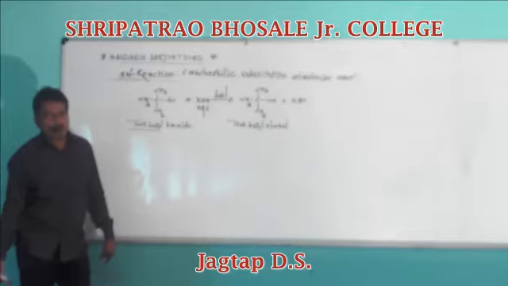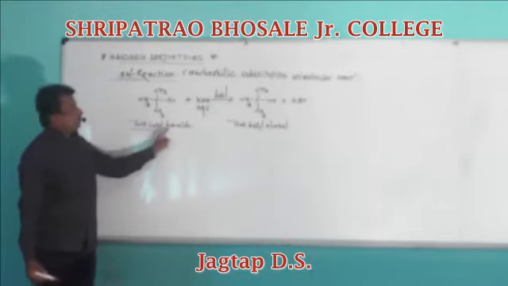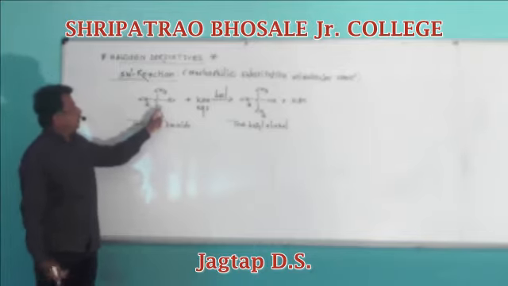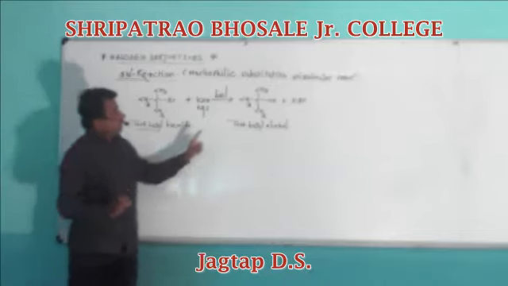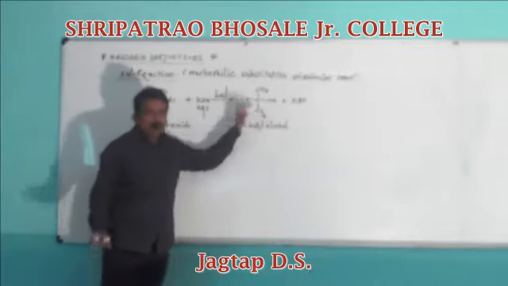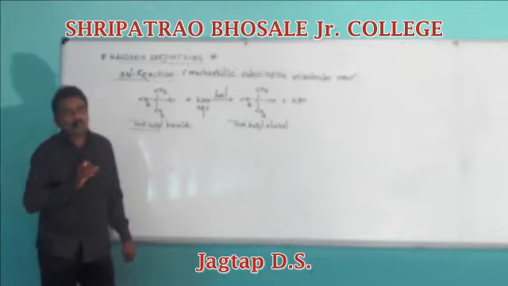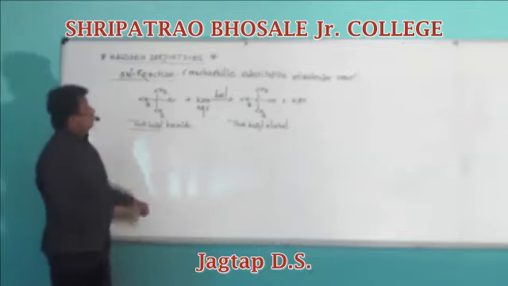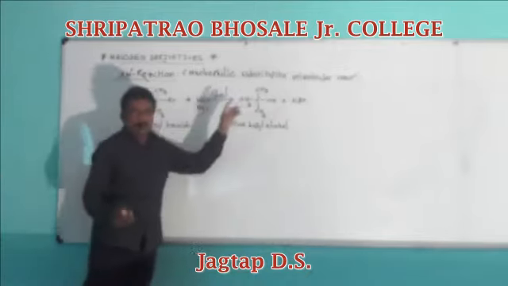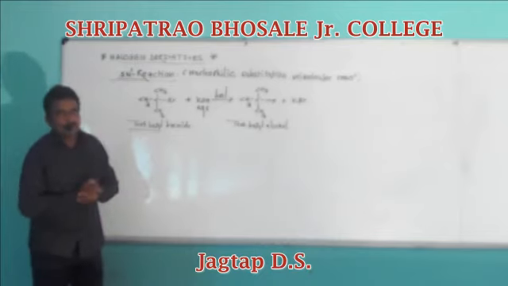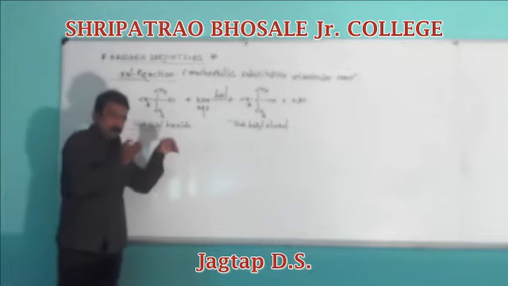In this reaction, the halogen atom of tertiary butyl bromide, the halogen atom of the tertiary alkyl halide, is replaced by the nucleophile, that is OH minus. Therefore, this reaction is known as the nucleophilic substitution reaction.